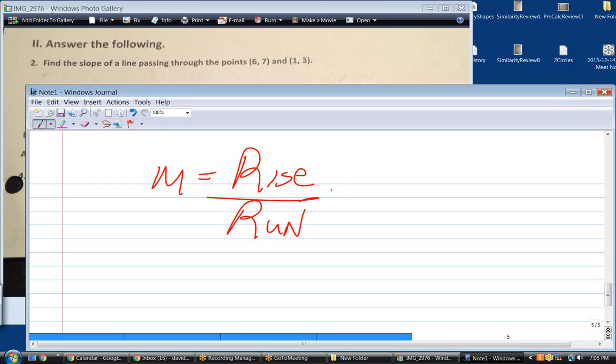Okay. Well, what's the rise? The rise is y sub 2 minus y sub 1, right? That's the change in the y's. The run is the change in the x's. And the only thing you have to do is make sure you go in the same direction with both. Well, what's y sub 2? That would be 7. That's y sub 2.